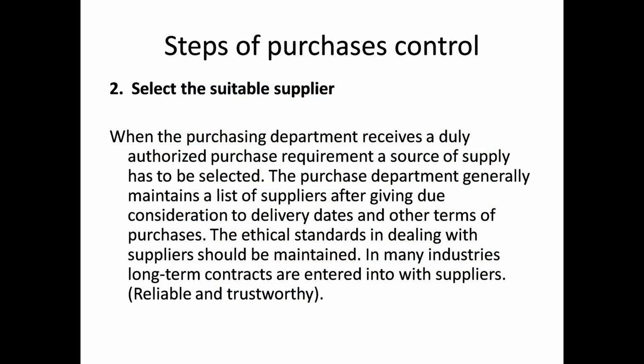Step 2. Select the suitable supplier. If you already have registered suppliers with you, then you can select those suppliers. Otherwise, now that you have sent price quotation inquiries to several suppliers, you can compare their prices, delivery dates and other terms of the sale, and then you can select the most suitable supplier to buy that item.